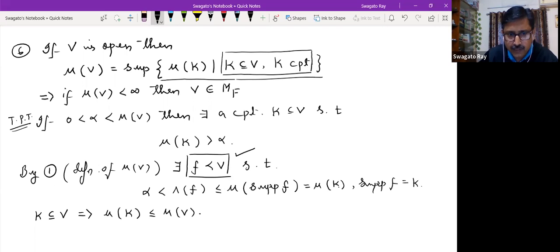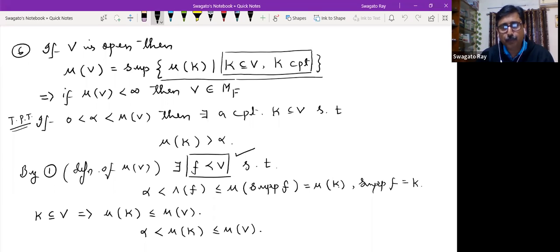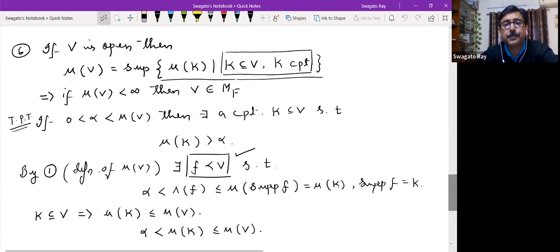Now, if I put all these things together, what I have done is I have manufactured a compact set K such that alpha is less than the measure of K, and that is less than or equal to the measure of V. And this is exactly what I wanted to show. Is this clear, ladies and gentlemen? Yes, sir. Yes, sir. Yes, sir. Okay. So we have actually proved inner regularity for a large class of sets. Fantastic. We are making progress.